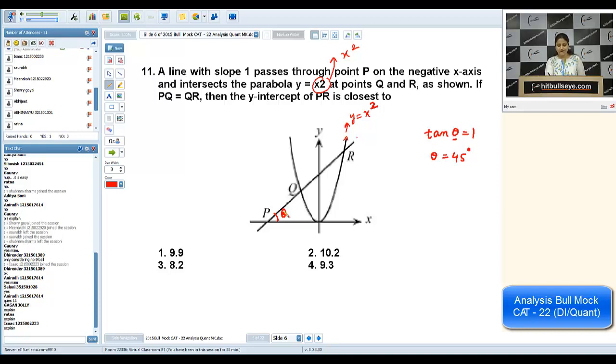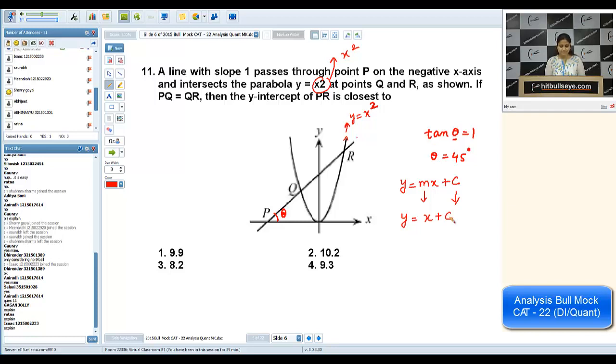We want to find the y-intercept of line PR. Do we have an equation consisting of y-intercept? Yes, we do. The line equation is y is equal to mx plus c. M stands for slope and c stands for y-intercept. Since slope is given as 1, we are left with y is equal to x plus c. That is the line's equation.